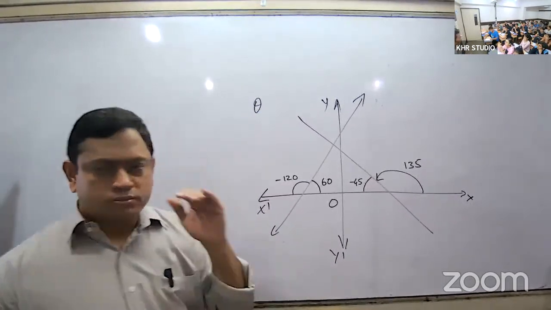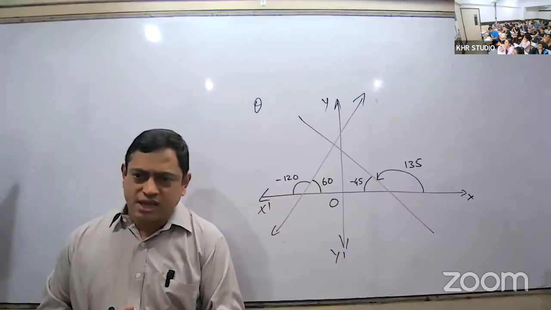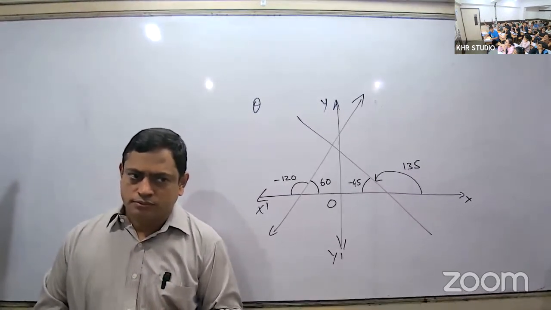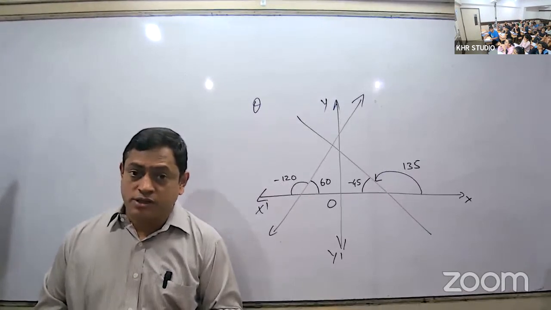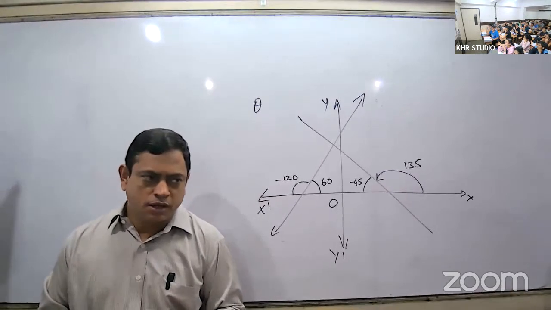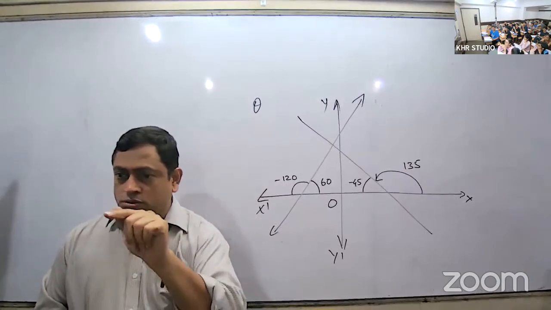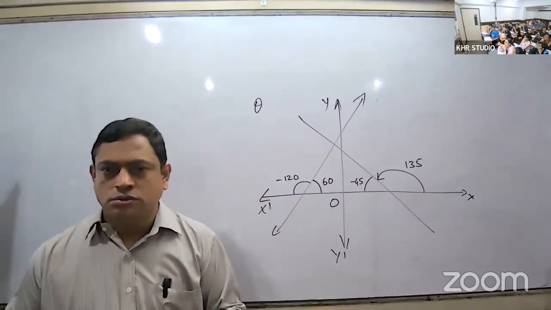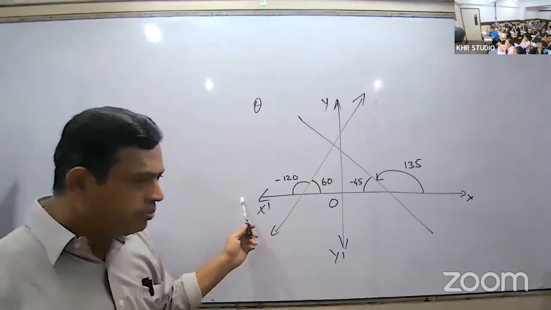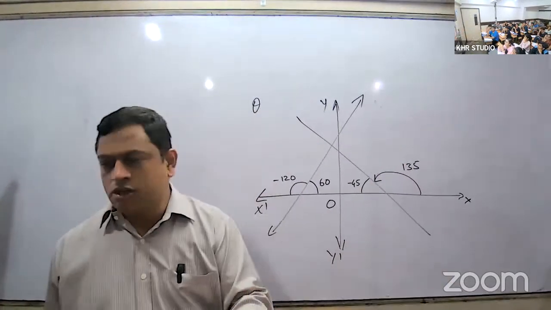Now, question 1. What is the inclination of x-axis? Those who got the answer, raise the hand. 0 degree. It is the angle between x-axis and x-axis. You can write minus 180, but 0 degree.